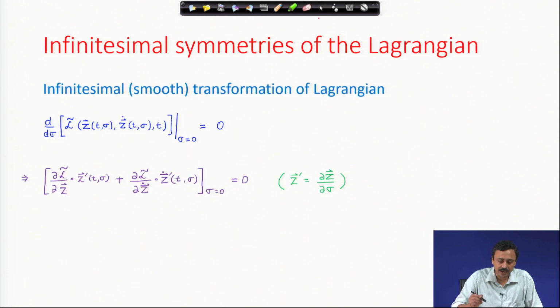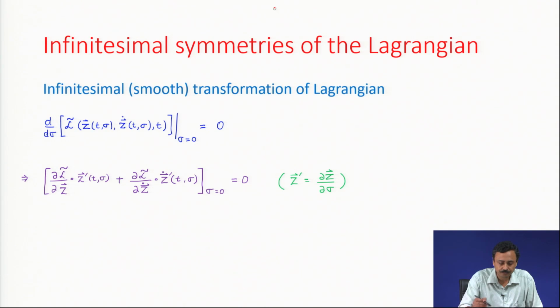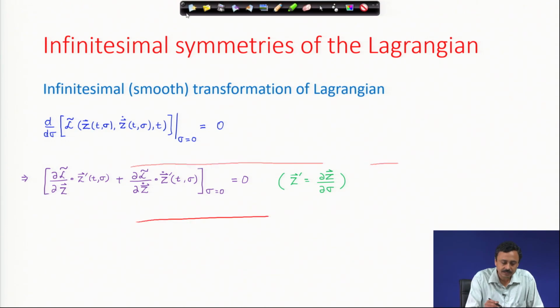The reason is that if you can find a transformation, a single parameter dependent transformation, under which the Lagrangian has this property, then it tells us something about a conserved quantity that exists. How do we see that? Here I have outlined the steps. How do you define d sigma?